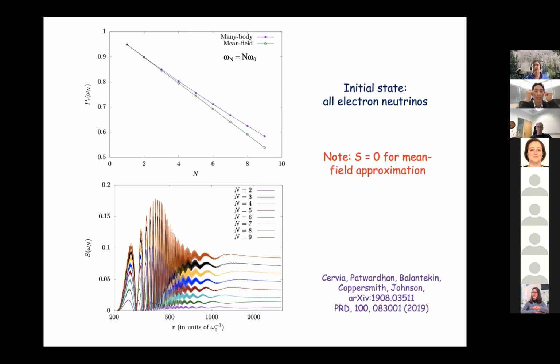In the bottom of the slide, I show you the entanglement entropy of the last neutrino in the series for each n. For n equal to 2, it's the highest energy neutrino entanglement entropy. For n equal to 3, it's the highest energy neutrino entanglement entropy, and so on. As you can see, in the many-body case, the entanglement entropies for these neutrinos are not 0. Here, the assumption is we started with all electron neutrinos. They are small, but they're not 0. So the neutrinos, as they propagate, start getting entangled.